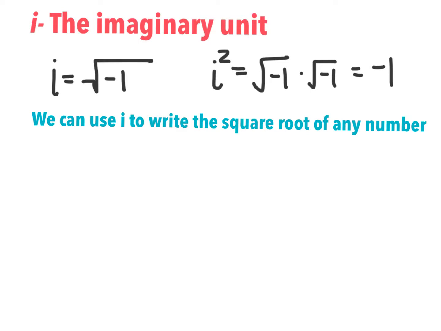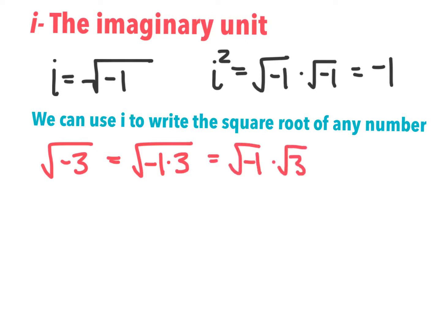We can use i to write the square root of any number. Check out the square root of negative 3. Well, we know by our product rules with roots that this is just the square root of negative 1 times 3. Or I could even break that up. That's the square root of negative 1 times the square root of 3. And the square root of negative 1 is i. So I can pull an i out. This is i square root of 3. So anytime you have a negative root, just pull an i out of that square root, and then whatever's left inside will turn positive.